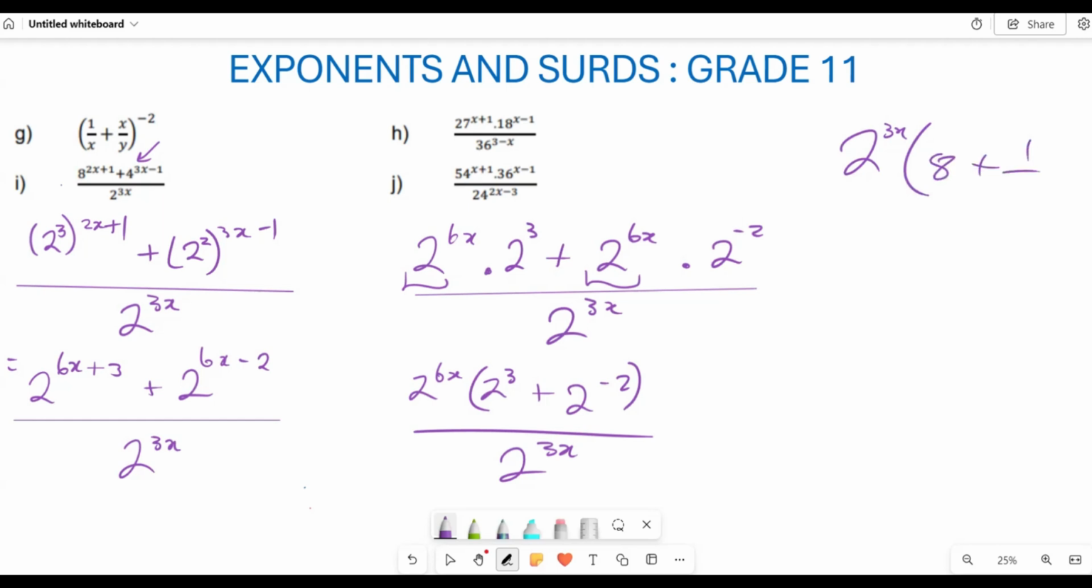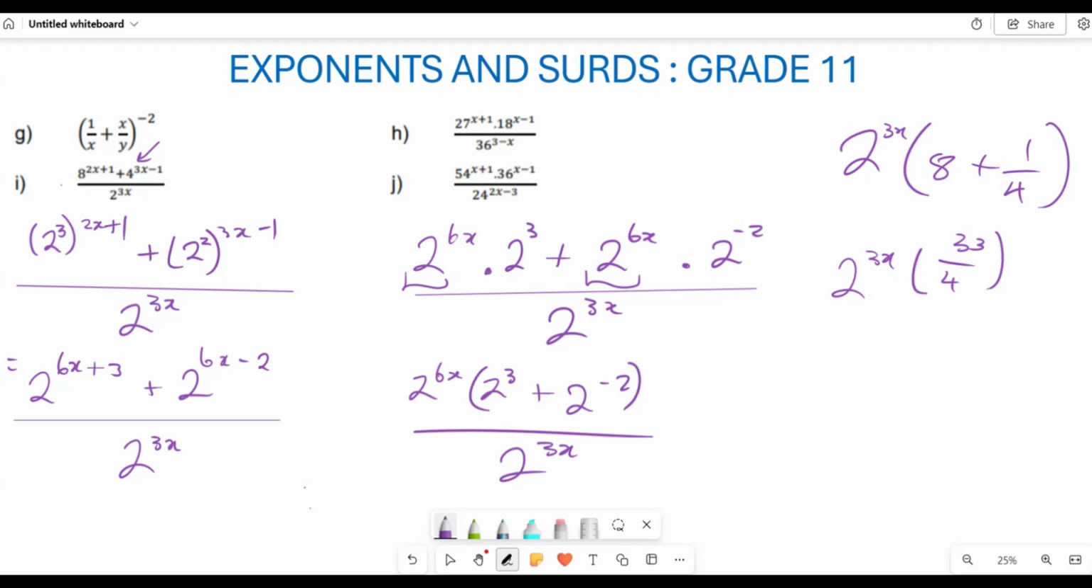Plus this is the same as 1 over 4, if I'm not mistaken. This is 2 to the power of 3x into brackets 8 plus 1 over 4. I think it's 8 and 1/4, which is the same as 33 over 4. So this is going to be the same as 2 to the power of 3x, over 4. And what can you do from here? There is absolutely nothing. You can leave your answer like this.